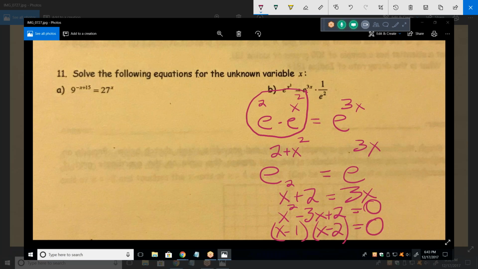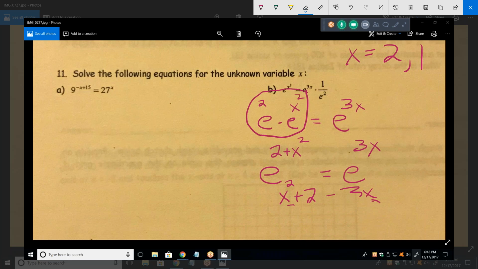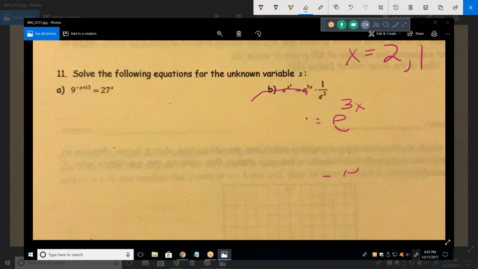So what are my solutions? x is equal to 2 and 1. Not quite done, because we need to go back and make sure those solutions work. We're not sure. One of them could be extraneous. Whenever you've dealt with a quadratic and you come up with two solutions, it never hurts to check them. Let's see if we get something that looks reasonable.